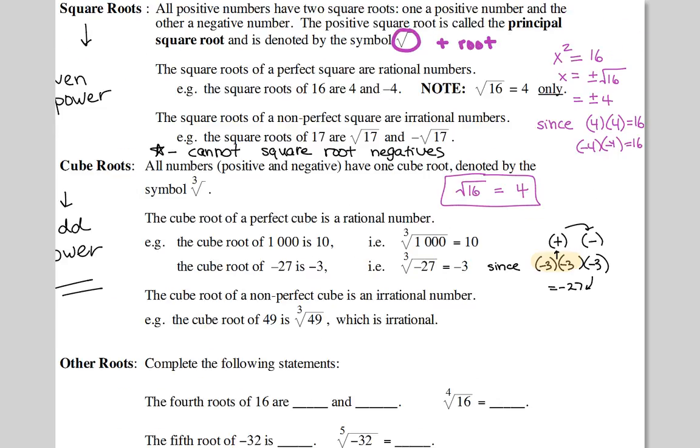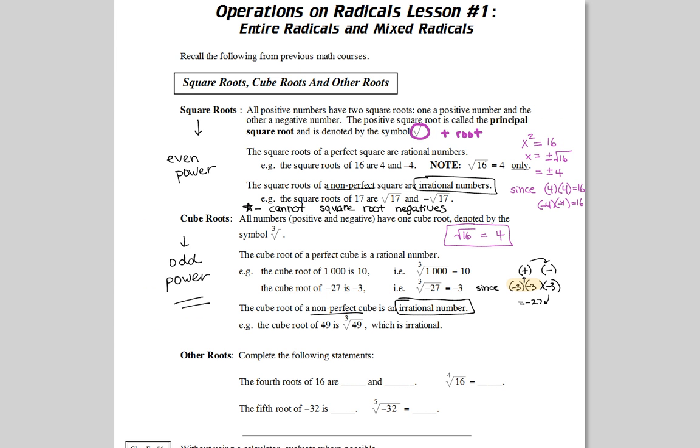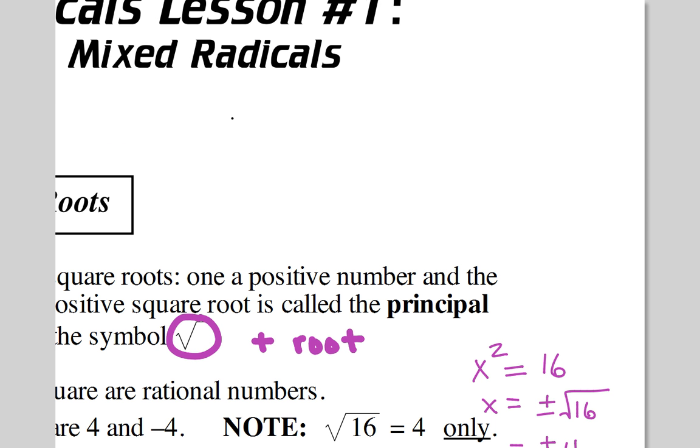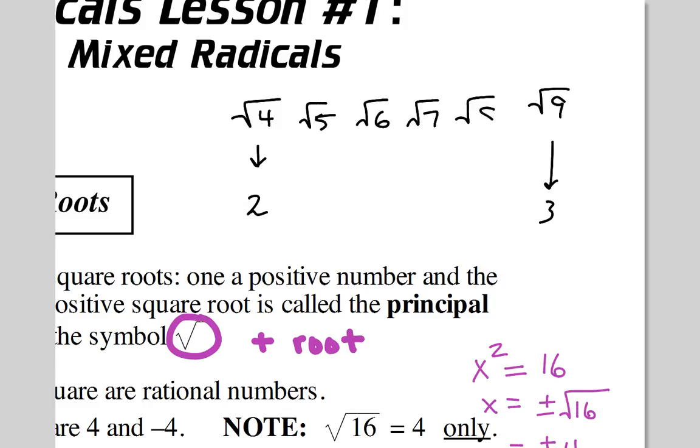Now, the other thing with these irrationals, so you can put a box around these. Non-perfect roots spit out irrationals, okay? So maybe we could draw a number line in there. Okay, square root 4. What's the answer to square root 4? 2. What's the answer to square root 9? 3. So where would square root 5 be? And square root 6, and square root 7, and square root 8. They're just going to live somewhere between 2 and 3.